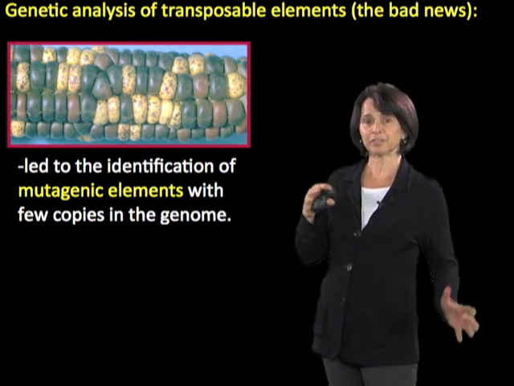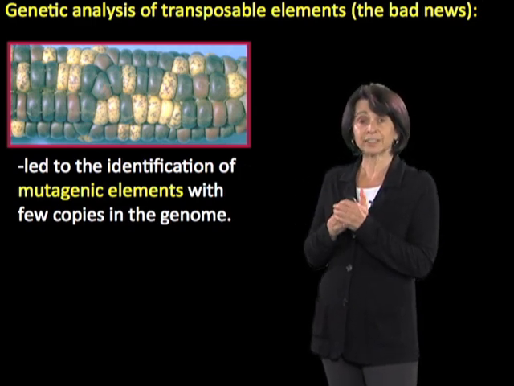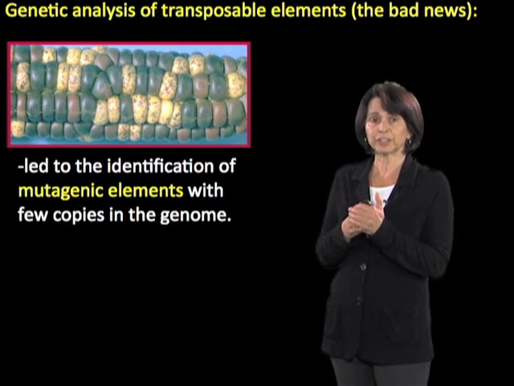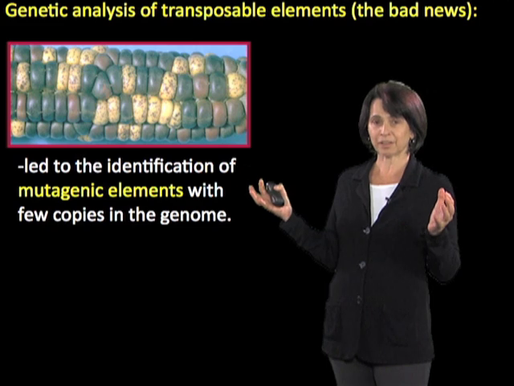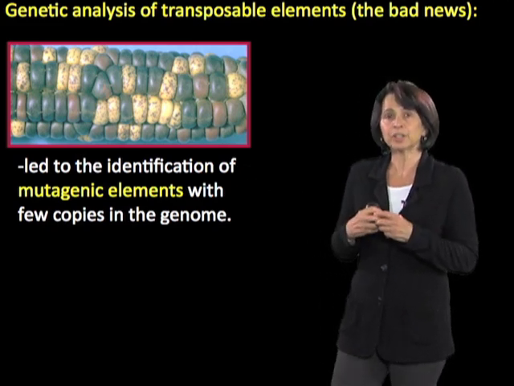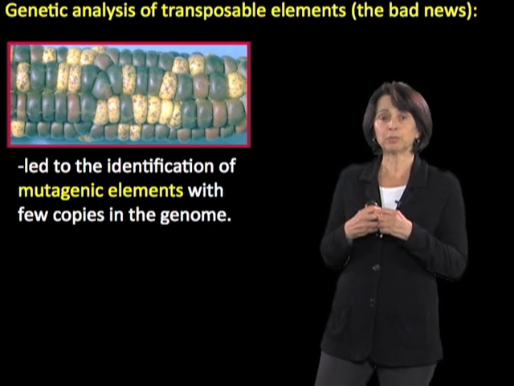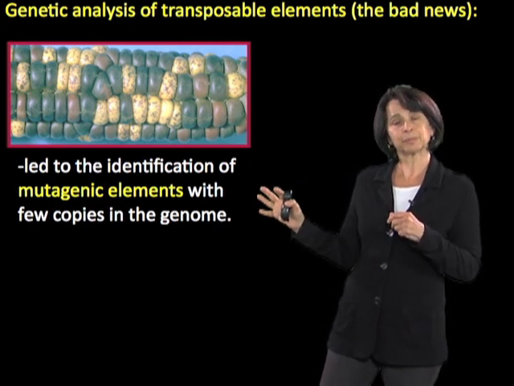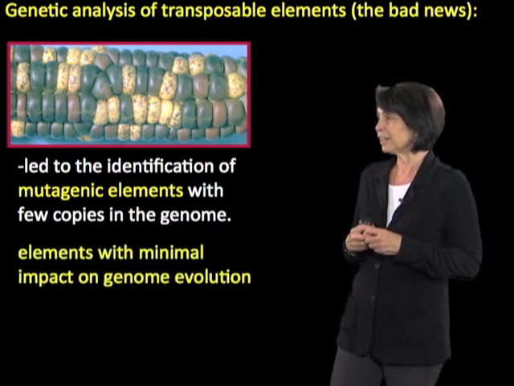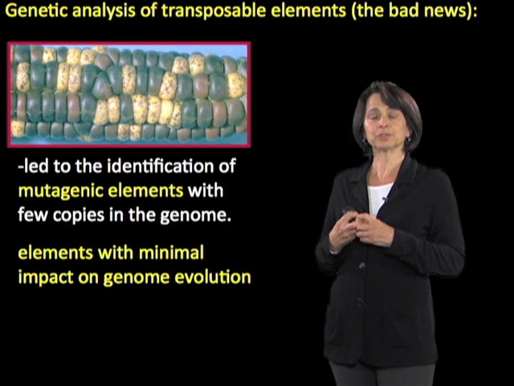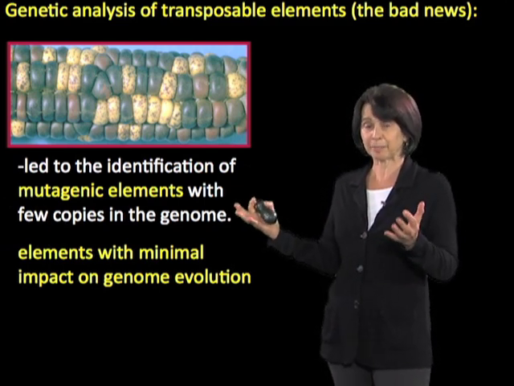Now, because these elements cause mutations, there aren't many copies of them in the genome. So I mentioned in the first talk that up to 50 to 80% of the genome sequence is derived from transposable elements. However, the elements that cause mutations are not those elements. And you can understand that an element that causes a mutation is eventually, if its copy number increases too high, going to kill the host. So these are a special class of transposable elements that cause mutations. And as such, these elements really have a minimal impact on genome evolution. They're bad. They're really bad.